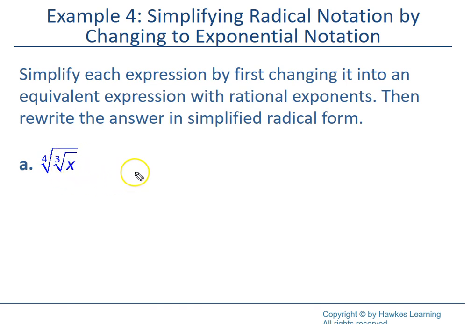So we work from the innermost part. So this is going to become x to the 1/3 power. Put that in a parenthesis like so. And then that's going to be to the 1/4 power, like so. So this is our inside part, and this is our outside part. So when we actually do the multiplication, this just becomes x to the 1/12.